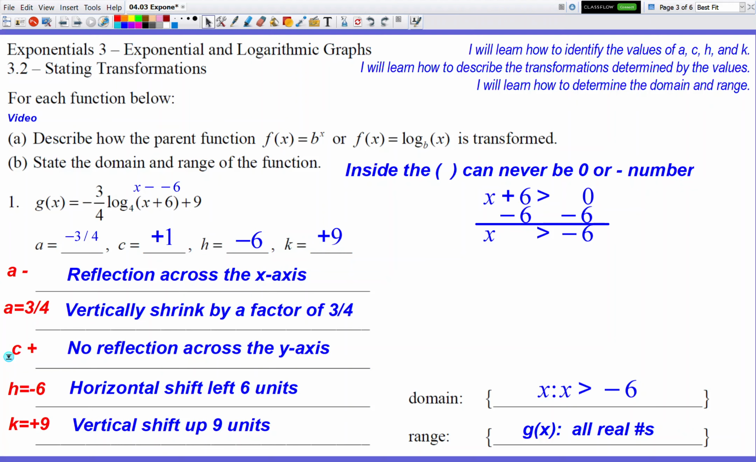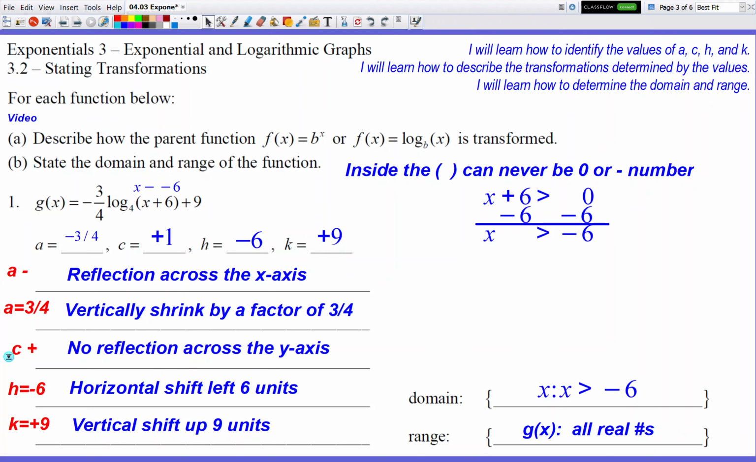Your c value is positive, so therefore it's no reflection across the y-axis. Don't forget to put y-axis, not x-axis again. Your h value is negative 6, so that's horizontal shift, left 6 units. K value is positive 9, so that's going to be vertical shift up 9 units.